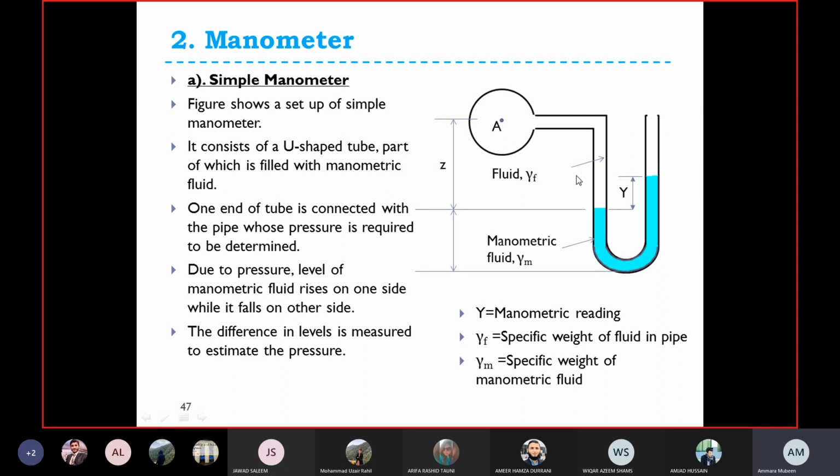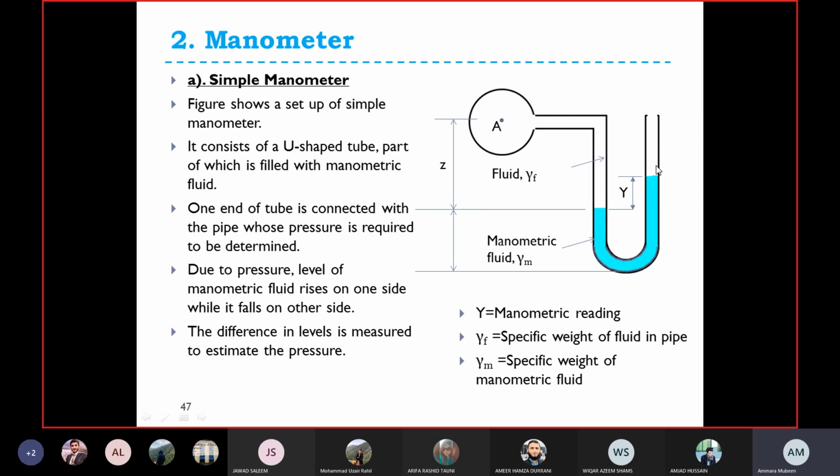Due to pressure, the level of manometric fluid rises on one side. Now, due to the liquid pressure, as the liquid flows in the pipeline and passes through section A, where the manometer is installed, the liquid will go into the manometric tube and push the manometric fluid upward. First in this tube downward, and then here it will push it in an upward direction.